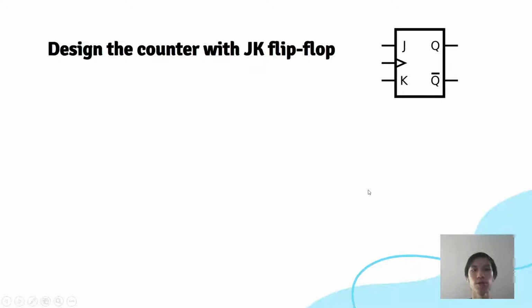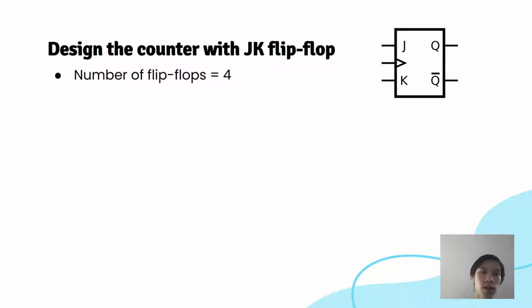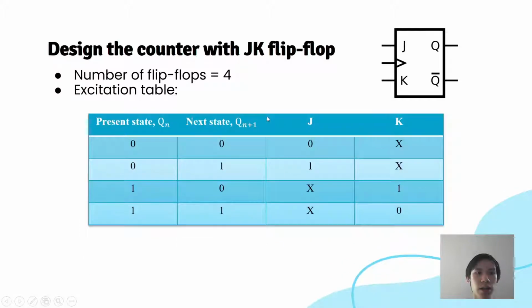Lastly, I'm going to design the counter with JK flip-flops. The number of flip-flops used is still the same, which is 4. And then the excitation table is different from the T flip-flop. And we see that if we want to change from 0 to the next step 0, the J must be 0, but for K, it can be 0 and also it can be 1. So we just put a don't care for K here.